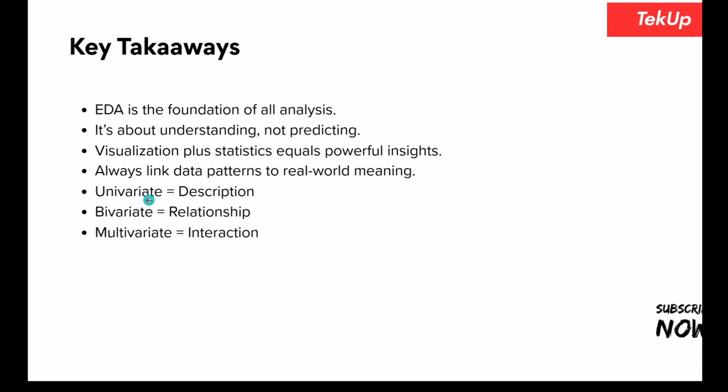One thing you need to understand when it comes to EDA types is that univariate analysis is just trying to describe a particular column. For example, trying to describe the sales column or the consumer column. Bivariate analysis is all about relationship, trying to see how two columns relate. Multivariate analysis is all about interaction, trying to see how three or more columns interact with each other.